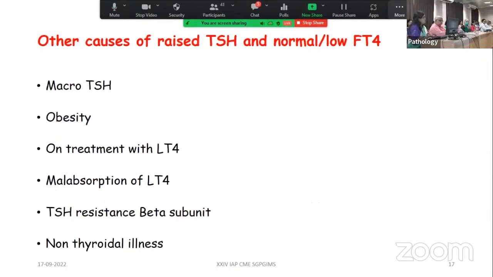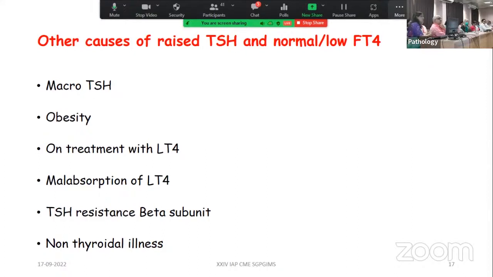Other causes of raised TSH with a normal or a low free T4 would be, an important one, the patient is on treatment with LT4. Commonly happens if you have to take a medicine lifelong, you're bound to forget the treatment. So when patients know that they have an appointment and they have to come and see the doctor, they would start taking the treatment religiously.